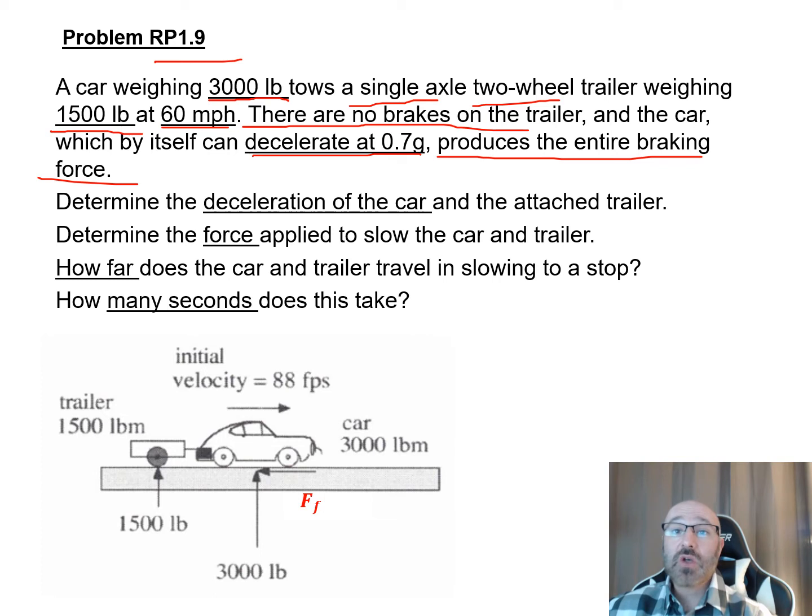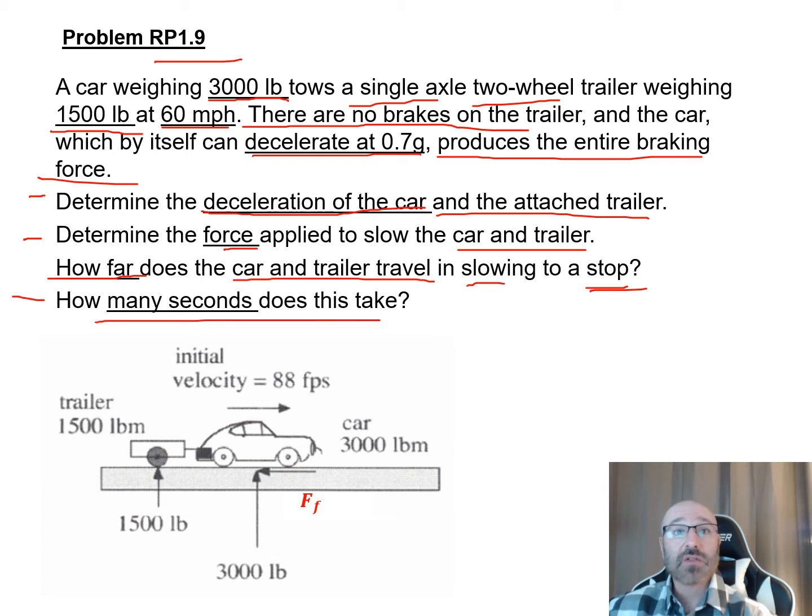Now they want us to solve for several different things in this problem statement. So they want us to, 1, find the deceleration of the car and the attached trailer, so both of those together. They want us to determine the force applied to slow the car and the trailer. In this case here, this will be our frictional force here. And how far does the car and the trailer travel when slowing to a complete stop? So a complete stop is a little hint to tell us that it's going to reach a final velocity of 0. And they want us to also find out how long this is going to take.